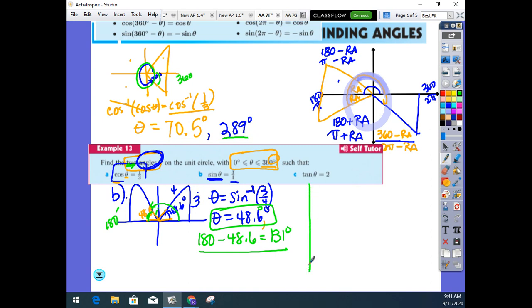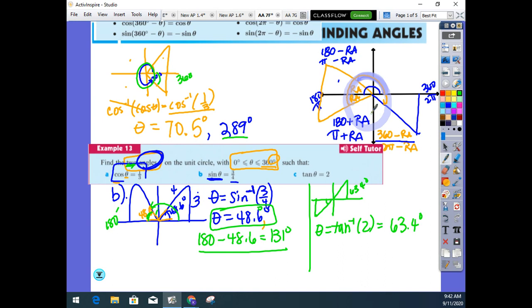All right, finally we have tangent. So tangent is in the first and the third. So theta equals tan inverse of 2, which is 63.4 degrees. So that's this angle, the first quadrant angle, and it's also this angle down here.